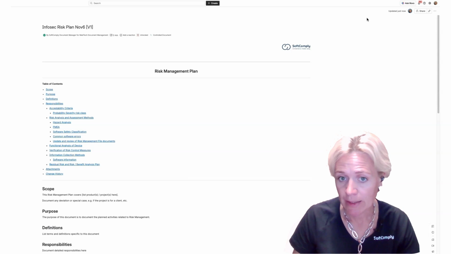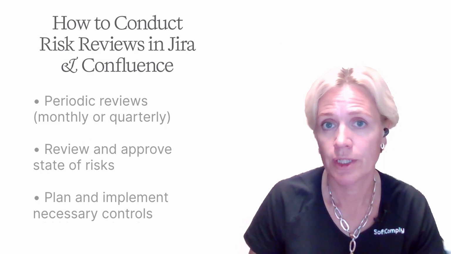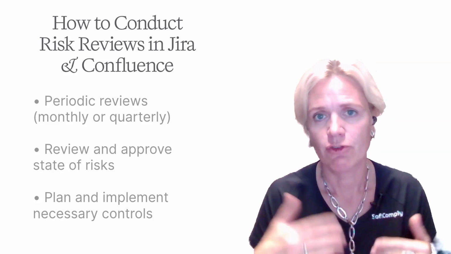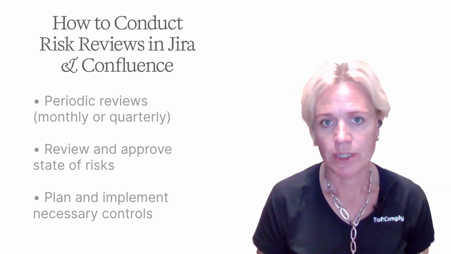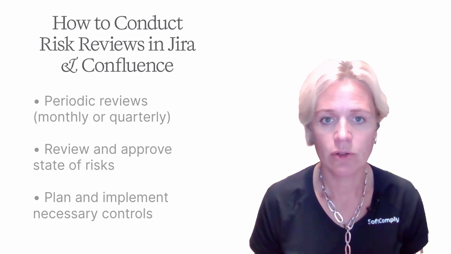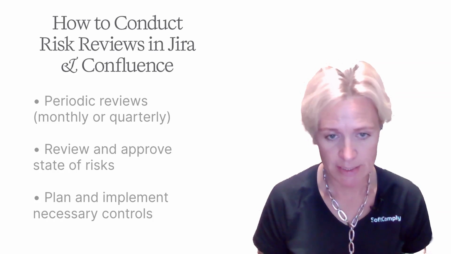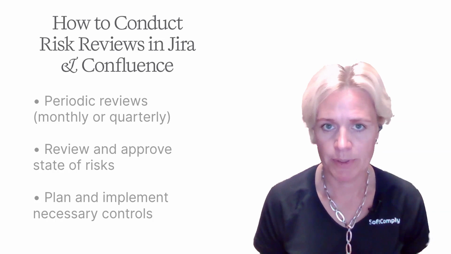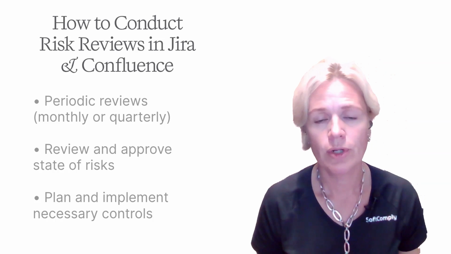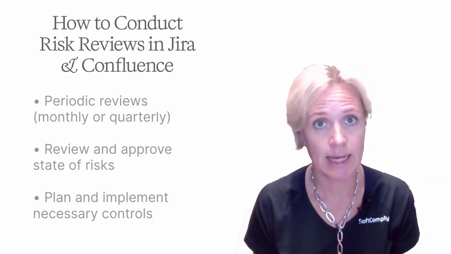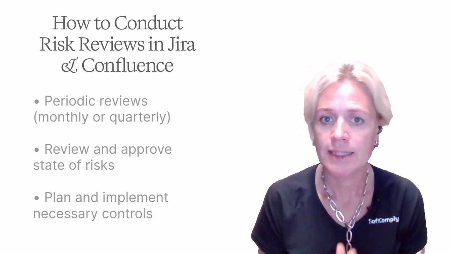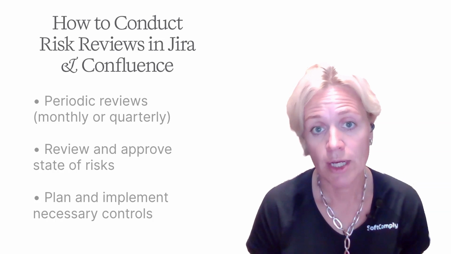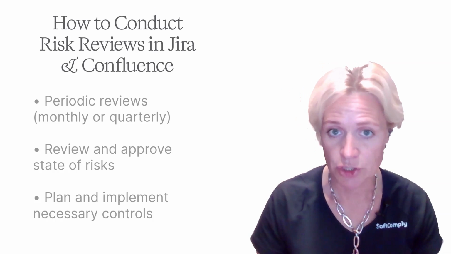But this is just planning. Let's look into how you can do risk reviews. Information security risks evolve constantly, and most companies conduct periodic, either monthly or quarterly risk reviews together with their teams. And in these risk review meetings, all responsible team members will come together to review and approve the state of risks as they are on that day, assign and plan the implementation actions of the necessary controls, and of course, the owners of each risk.